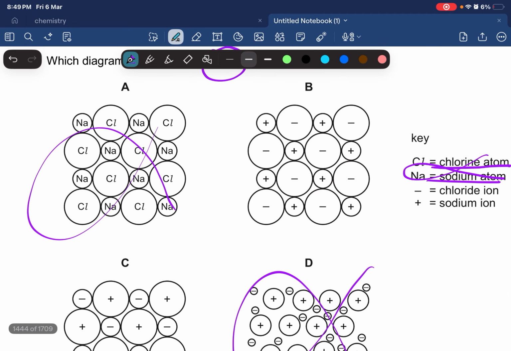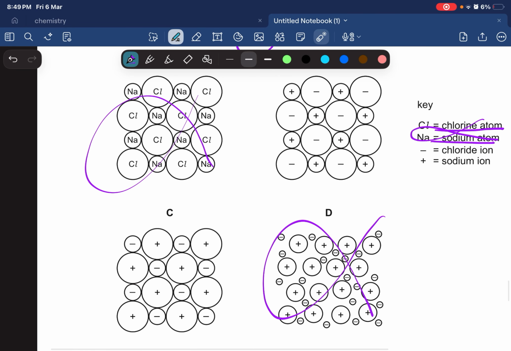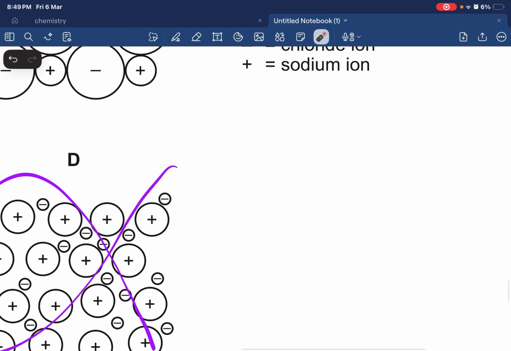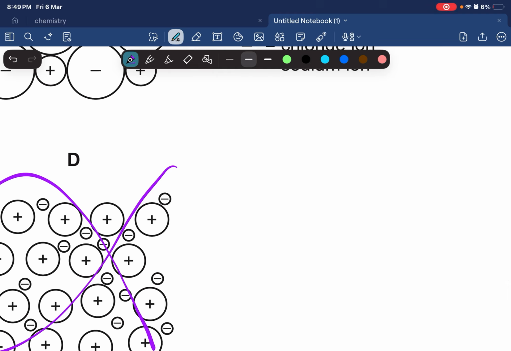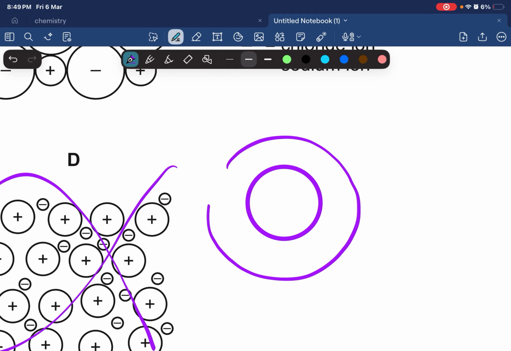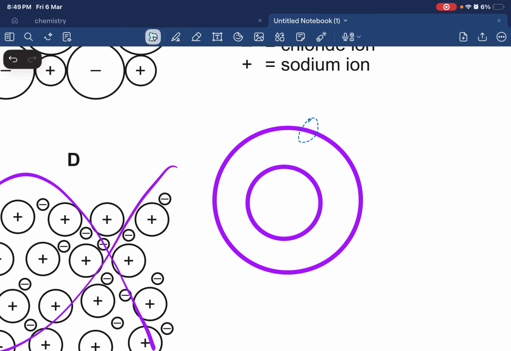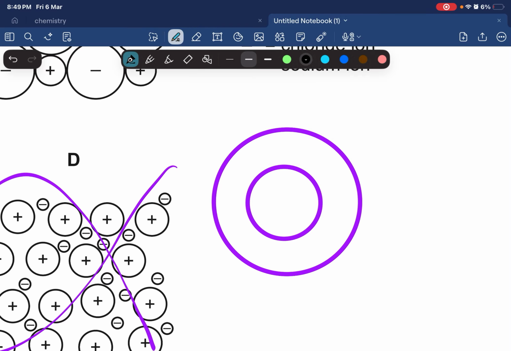Secondly, over here, now we have to look at the size. You know that a sodium ion, how many electrons does a sodium ion have? Well, it has 2 shells, and in those 2 shells, how many electrons do we have in total? If you guys remember, how many electrons? We have 1, 2, 3, 4, 5, 6, 7, 8, 9, 10 electrons.